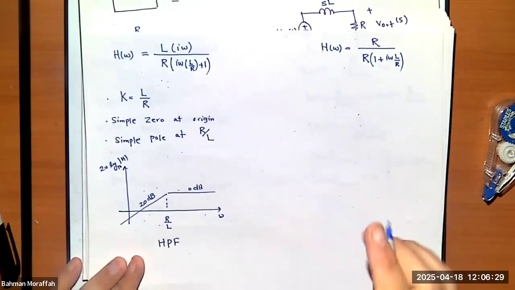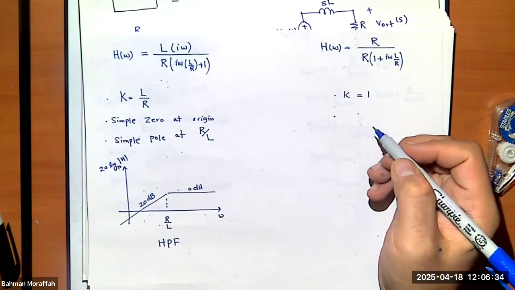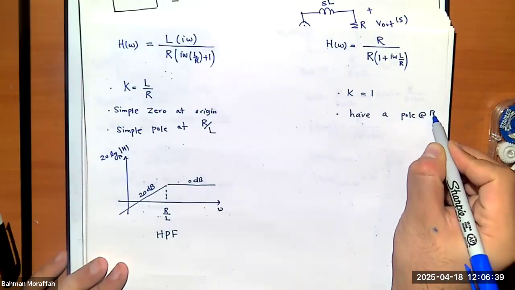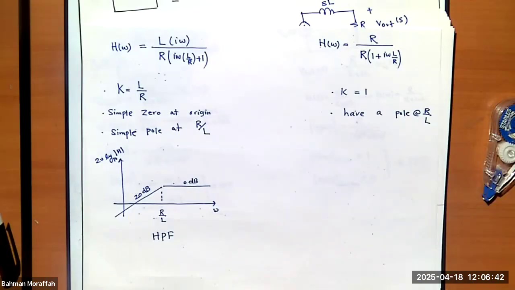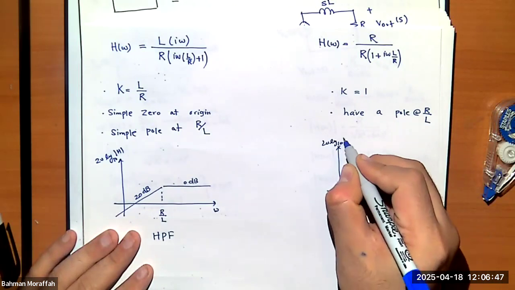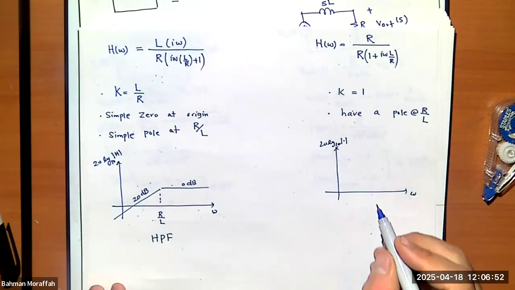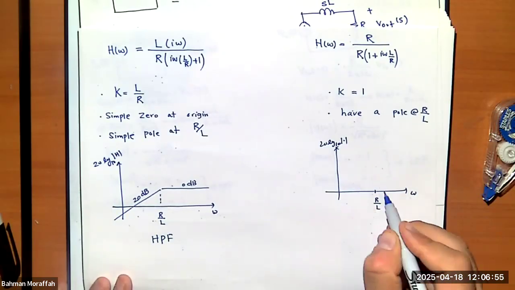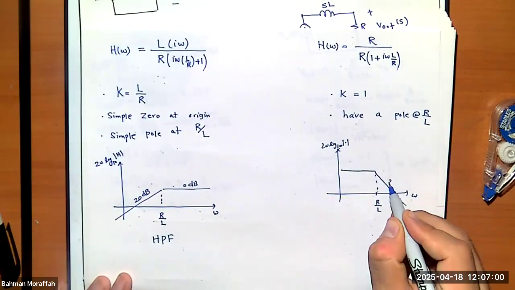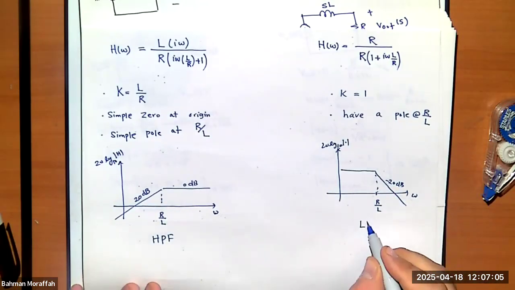Right? This one, K is 1. We don't have any zero, so we have a pole at R over L. So if I plot this, 20 times log 10 of the magnitude, I only have the pole that's happening at this R over L. So it was constant till I hit this pole, and it goes down by 20 dB, which is indeed a low pass filter.